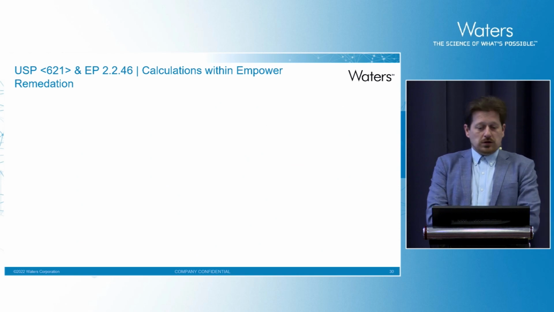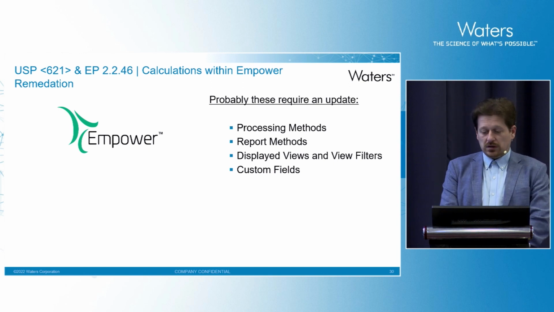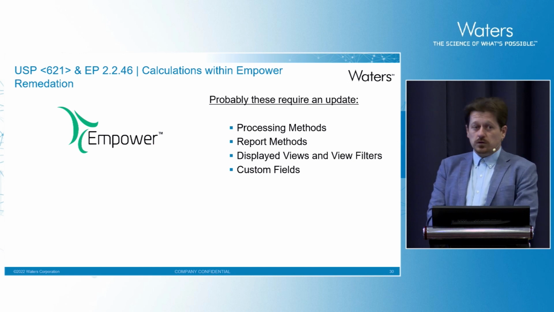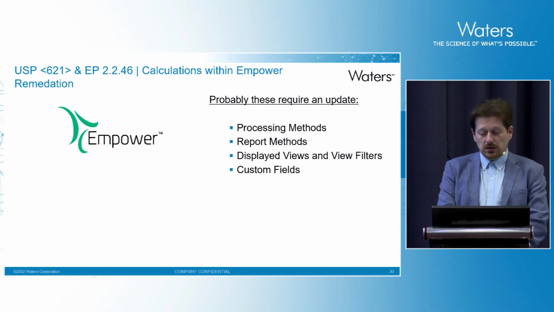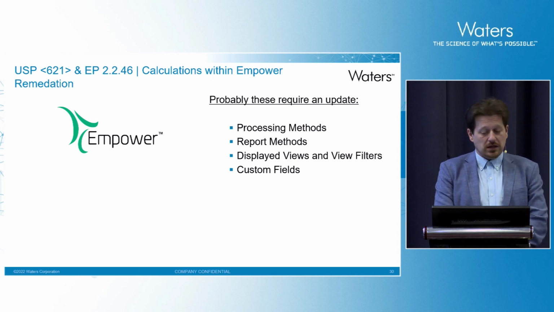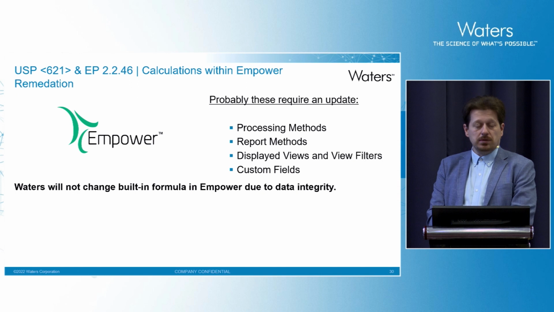Remediation: how do we cope in the long run with this formula change? The first is, of course, look at the processing method, change the pharmacopoeia selection if needed, look at the report method, rename plate count to plate number, probably change the views and view filters in your project, to not display anymore the values that are not needed and replace them with the half-height values. And if you have custom fields that used any of the tangent results, tangent peak performance data, replace them with the half-width. Waters will not change the built-in formulas in Empower.